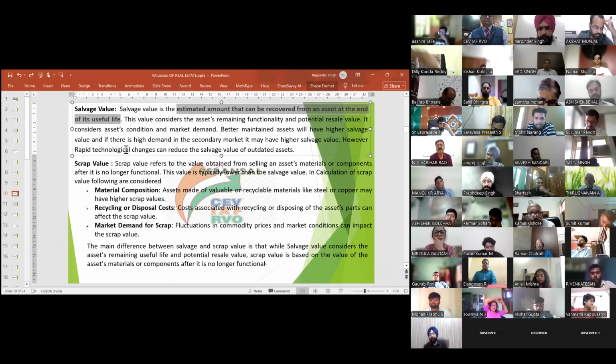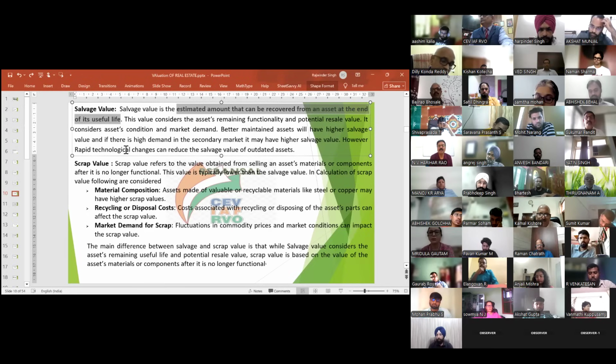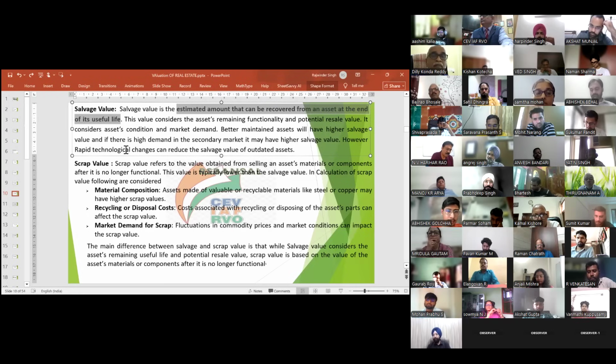And the second thing is scrap value. Scrap value means now your car has stopped working. It cannot be used anymore. And of course, this value will be less than salvage value. Scrap value in most cases will be less than salvage value.